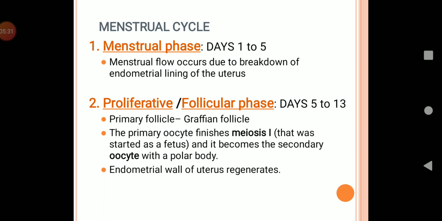From the stroma of the ovary, the follicle is covered with two layers, theca interna and theca externa. The internal layer is vascular, whereas the outer layer has loose connective tissue. These cells also secrete a hormone known as estrogen.